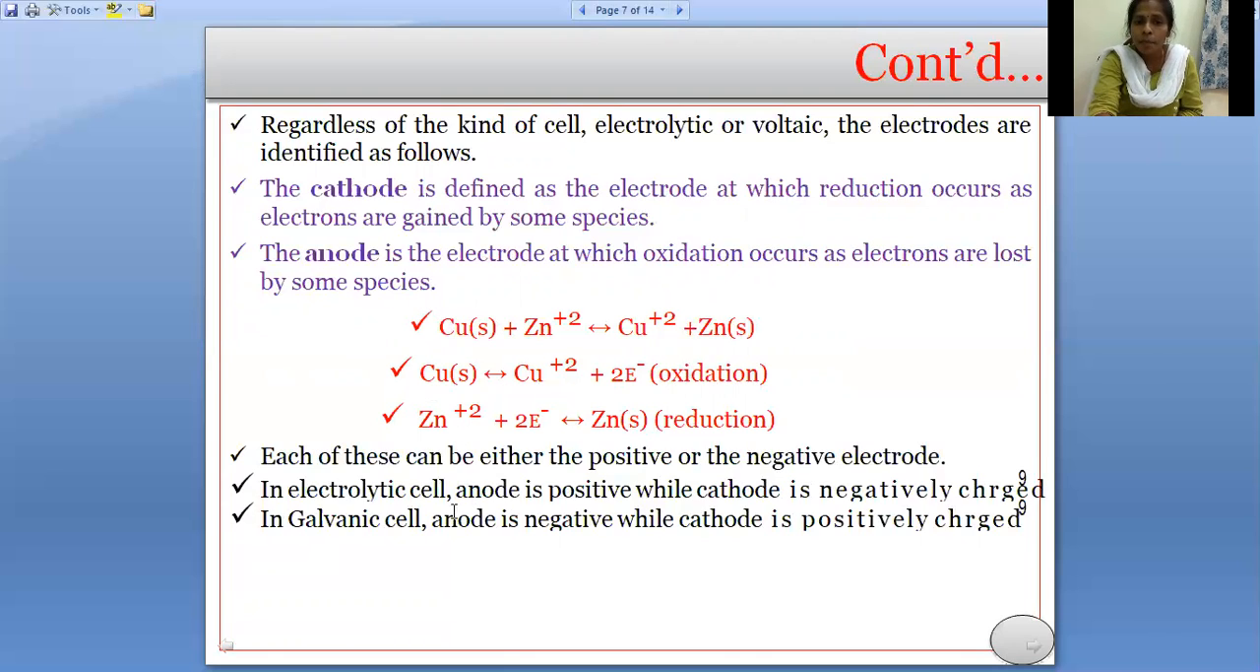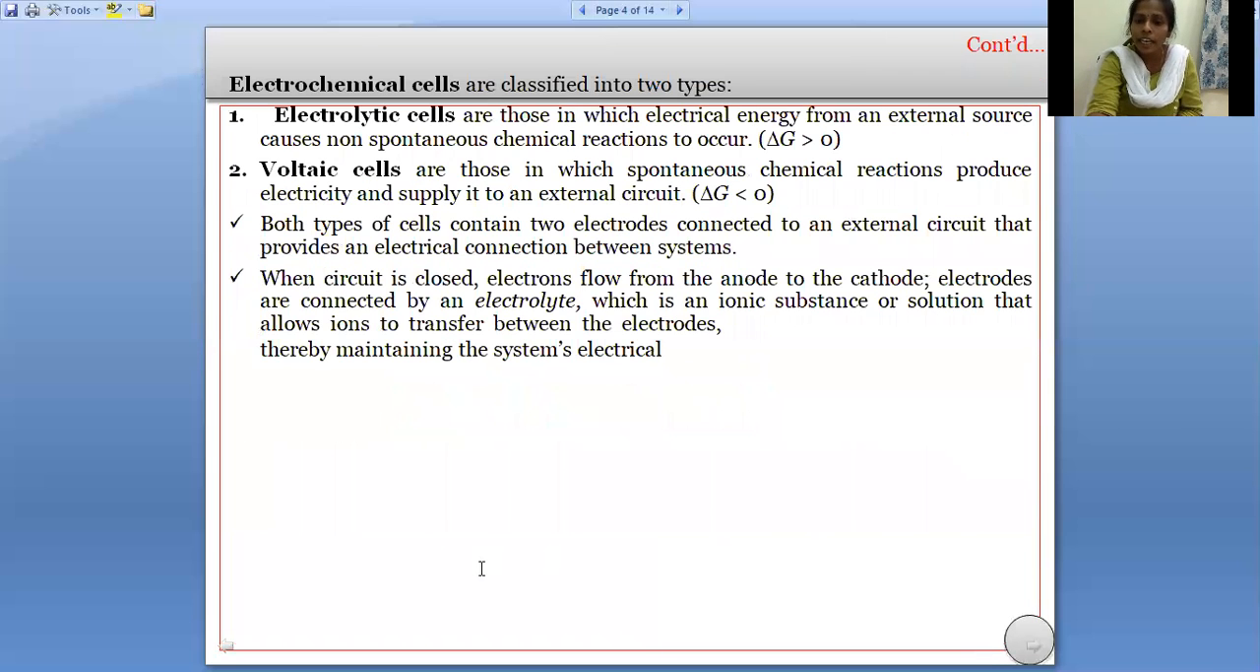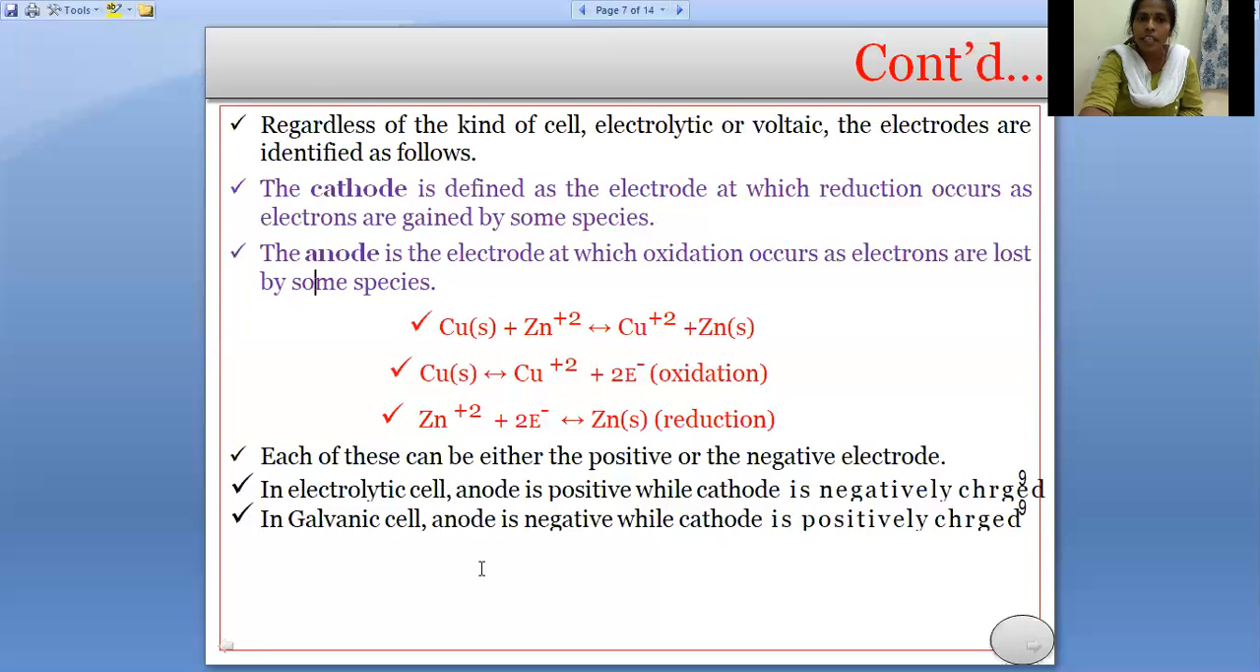So each of these can be either a positive or a negative electrode. In an electrolytic cell, the anode is positive while the cathode is negatively charged. In a galvanic cell, the anode is negative while the cathode is positively charged. So you must remember this point. In an electrolytic cell, anode is positive and cathode is negative, whereas in a galvanic cell, anode is negative while cathode is positively charged. Now let us see the diagram of an electrolytic cell.